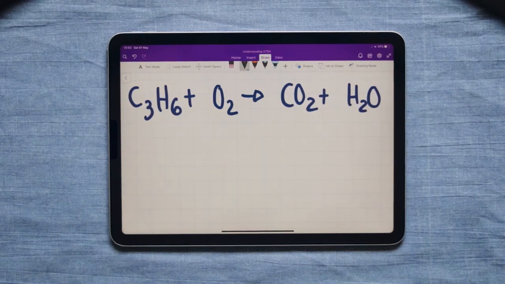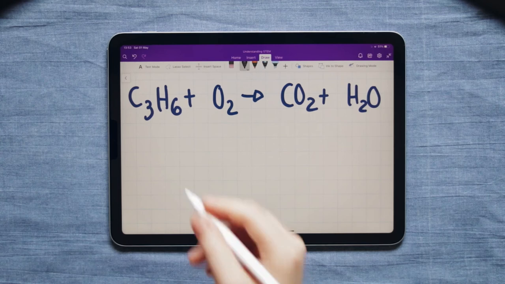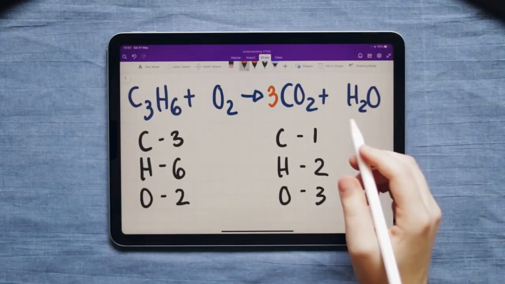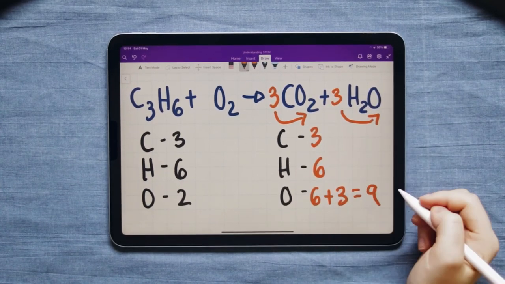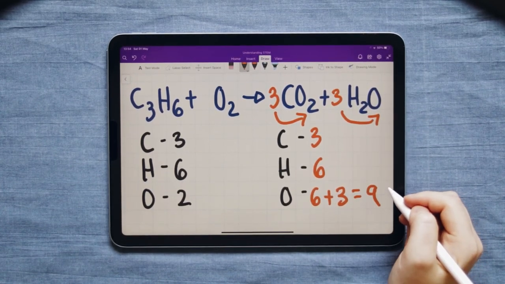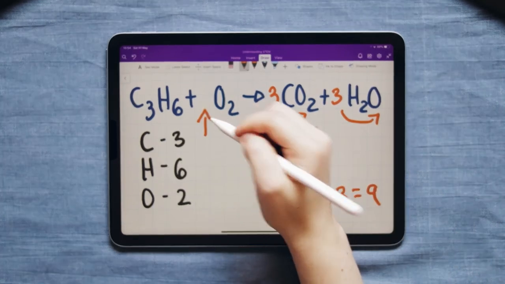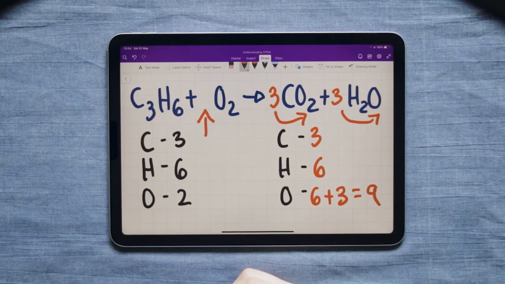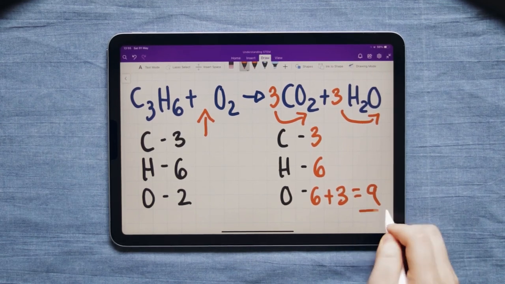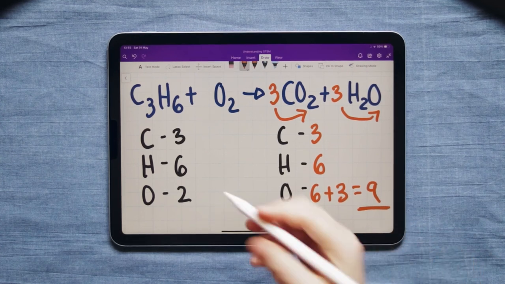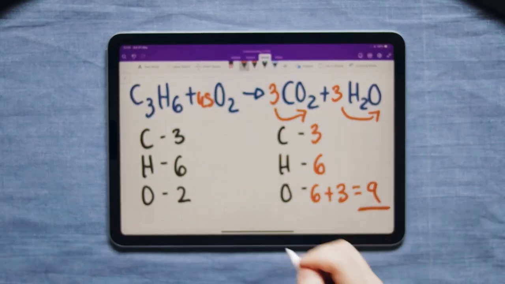Now I'm going to do another example, but make it in a time lapse. You can see once we get to the part where we have to balance this side with the oxygen, we have kind of a problem because in order to balance it, we need to put the number that is half of this. Half of 9 is 4.5.